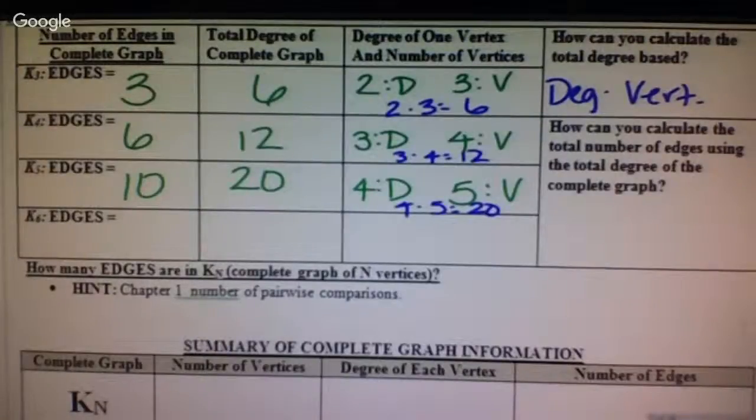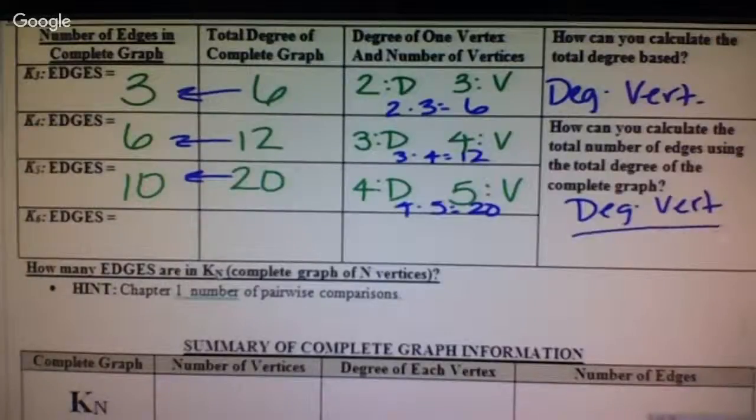How can you calculate the total number of edges using the total degree? How do I get from here to here? Divide by 2. So technically I can multiply the degree times the vertices and then take that answer and divide by 2, and I get the number of edges.